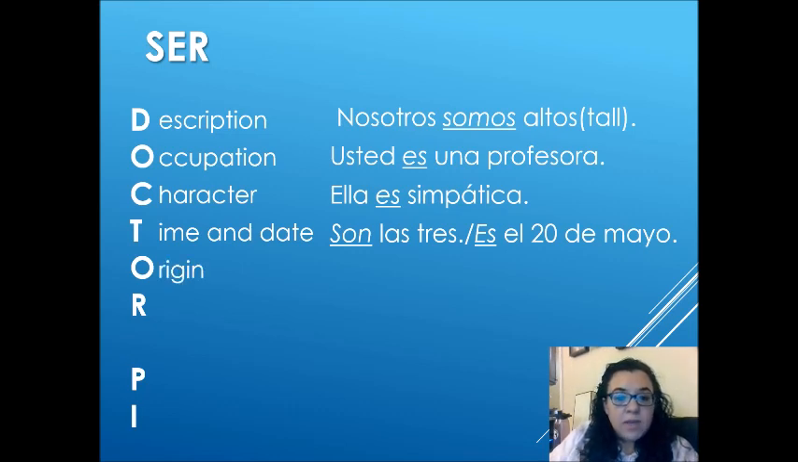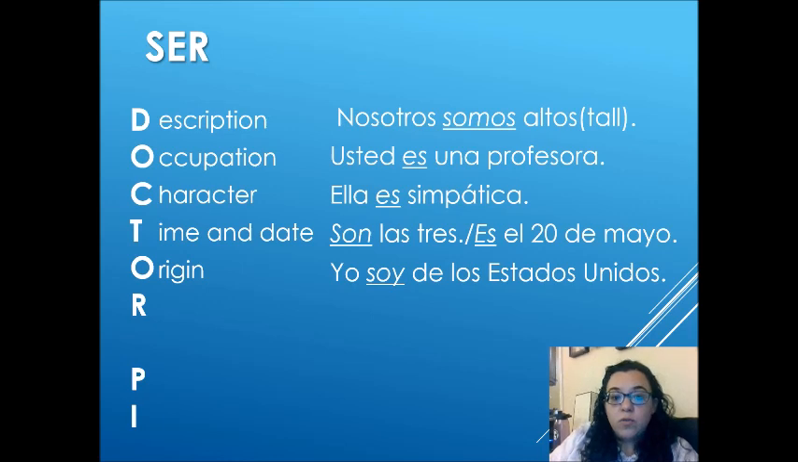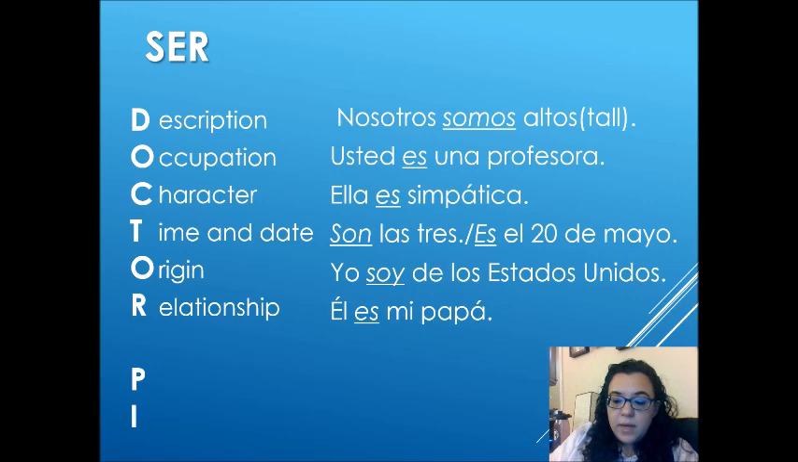The second O is going to be origin, talking about where you're from. Yo soy de los Estados Unidos, or talking about your nationality. Yo soy estadounidense. Same thing. The R is going to be for relationship. Okay, por ejemplo, él es mi papá. You're talking about the relationship you have with someone.